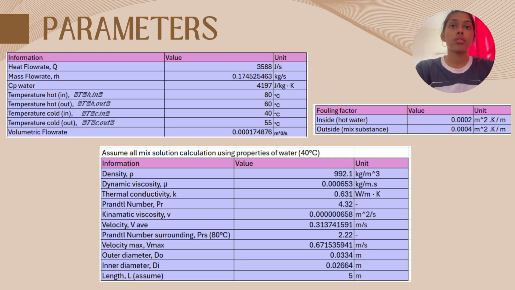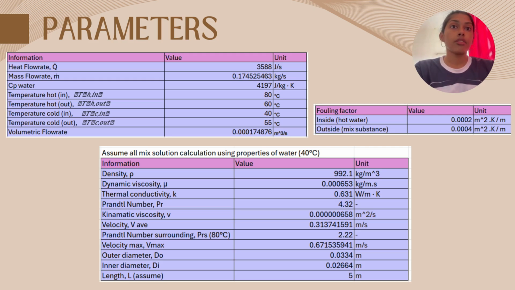The mass flow rate is 0.745 kilojoule per second. The specific heat capacity of water, the temperature hot in and the temperature hot out, which is 80 and 60 respectively, and the temperature cold in and the temperature cold out, which is 40 and 50 respectively. The volumetric flow rate is 0.000174 meter cube per second.